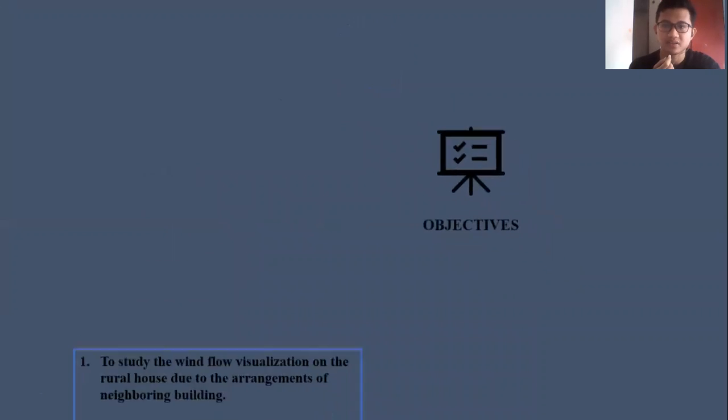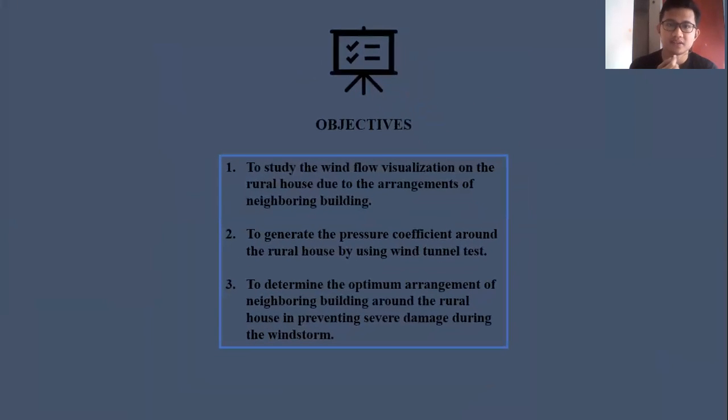Okay, the next one is objective. The first objective is to study the wind flow visualization on the rural house due to the arrangement of neighboring buildings, to generate the pressure coefficient around the rural house by using wind tunnel test. And the last one is to determine the optimum arrangement of neighboring buildings around the rural house in preventing severe damage during the windstorm.